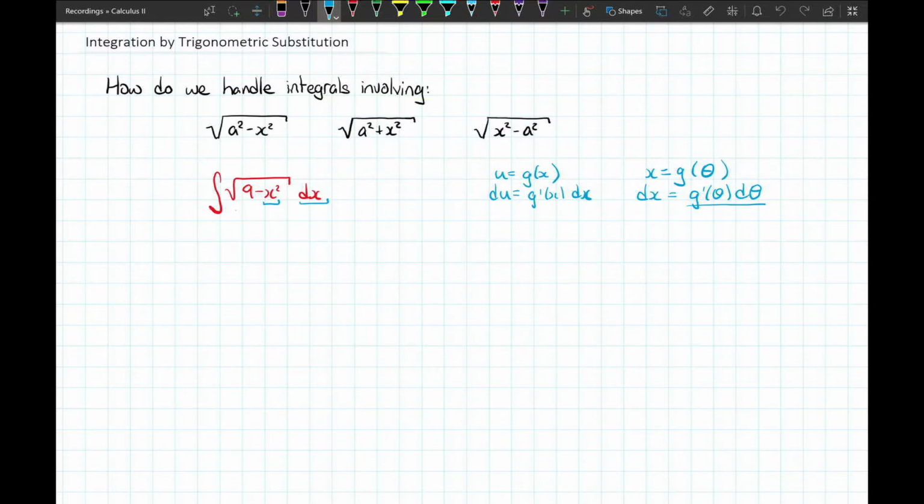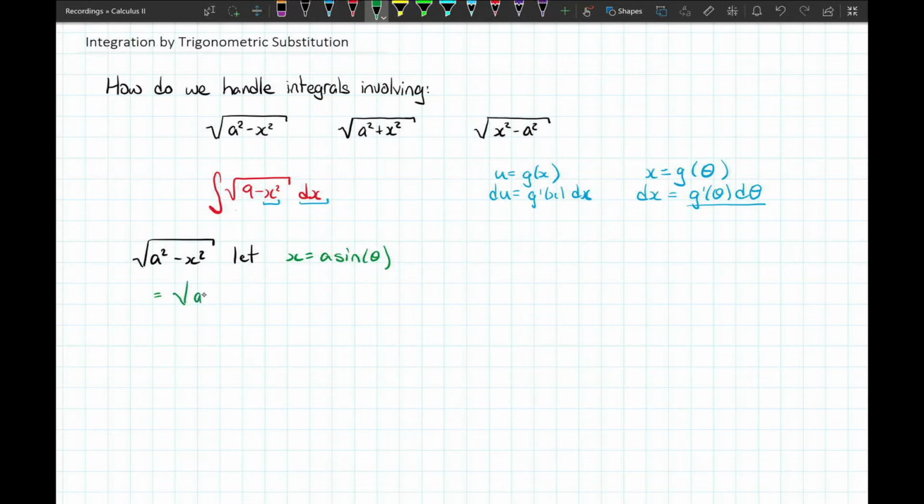We better make sure that we replace x with a function that allows this root to be simplified. So let's take a look at this particular kind of form specifically. In the case where we have the square root of a squared minus x squared, again, this is not really intuitive, we are going to let x equal a sine theta. And remember, a is just whatever constant we have here. Now, why on earth would we choose a sine theta? Well, let's plug that into x and see how it all simplifies.